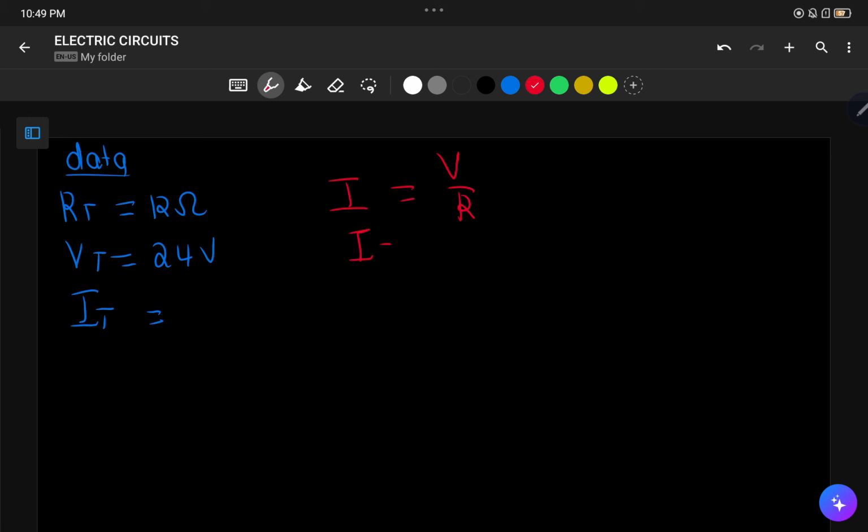That means that the total current that flows through the specific electric circuit will be 24 divided by 12. 24 represents the voltage and 12 represents the resistance. Therefore, I total will be 24 divided by 12, which is 2 amperes, or amps. That will be the total current, or the current that flows through the whole circuit.